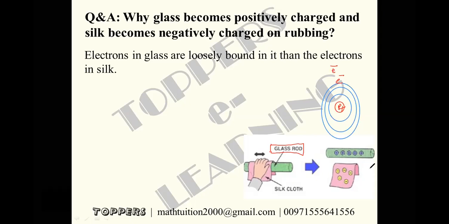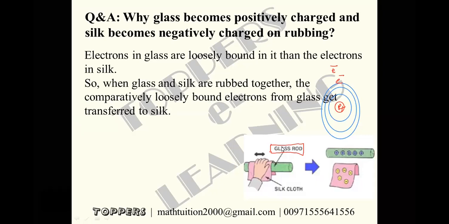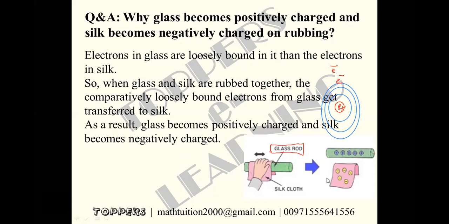If you are using another material with stronger electron attraction, then what will happen? Silk will give up electrons. But when we are comparing a glass rod and silk, the glass rod has loosely bound electrons. So when a glass rod and silk are rubbed together, the comparatively loosely bound electrons from glass get transferred to silk. As a result, glass becomes positively charged and silk becomes negatively charged.